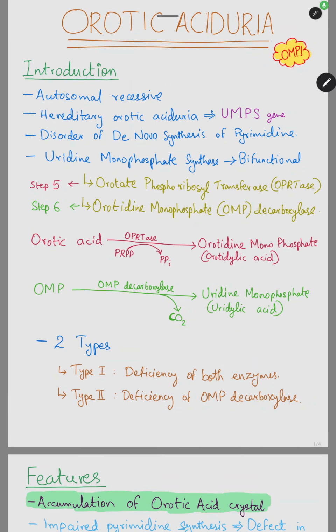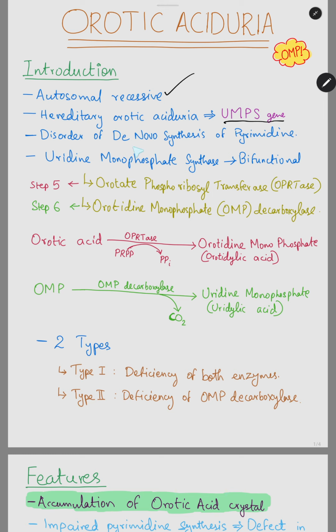All. So today's topic of discussion is orotic aciduria. Now, firstly, the introduction. It is an autosomal recessive disorder, and it is also known as hereditary orotic aciduria because a variation in the UMPS gene, that is the uridine monophosphate synthase gene, can cause orotic aciduria.